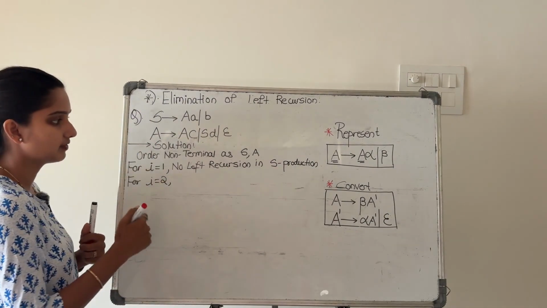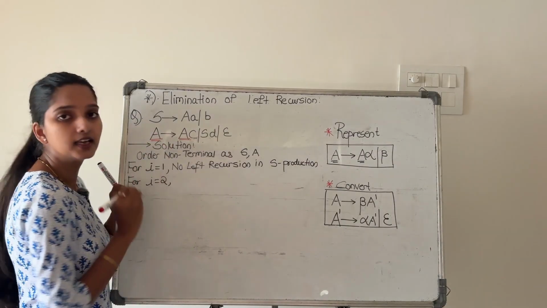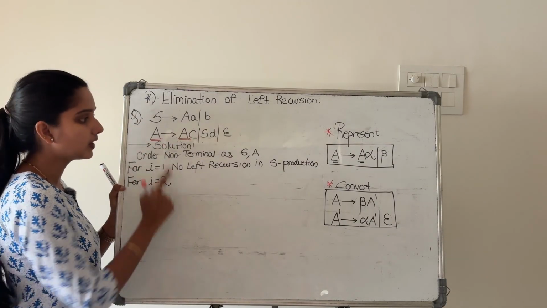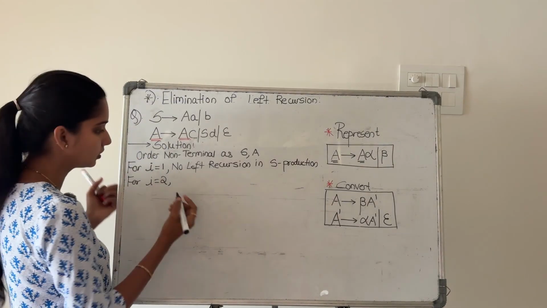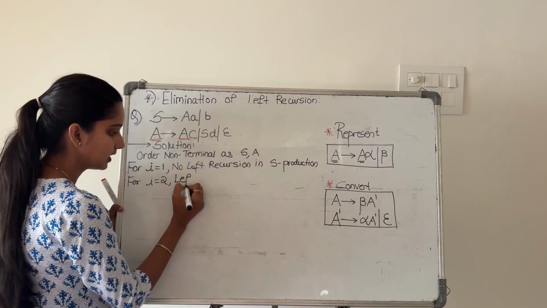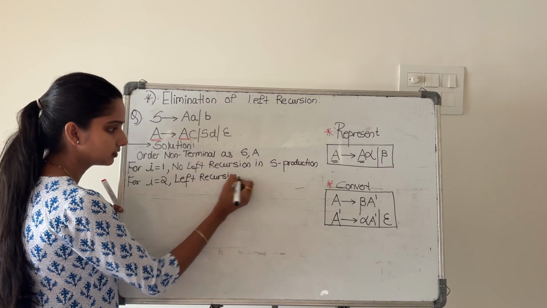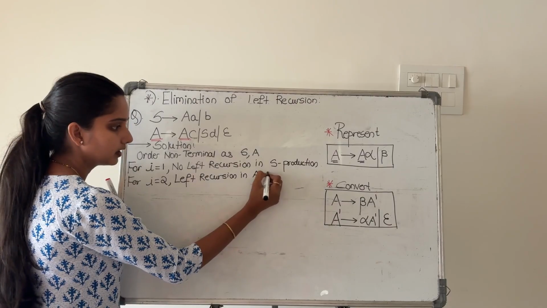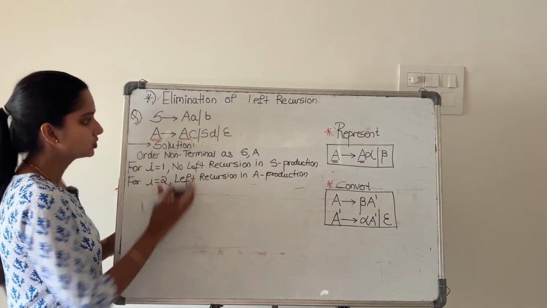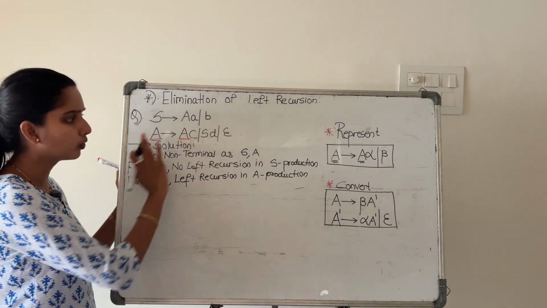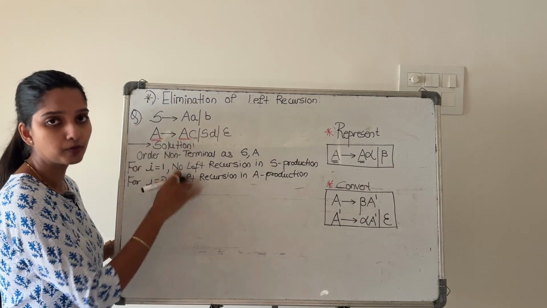Does the A production have a left recursion? It does. This is my A and the same A is repeated over here, which means I need to eliminate this left recursion. So for i equal to 2, there is left recursion in the A production. S I am going to keep as it is, since it does not have a left recursion, but A has a left recursion, so I am going to eliminate it.